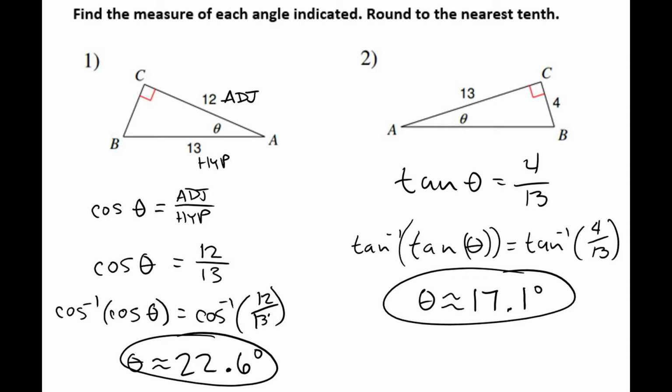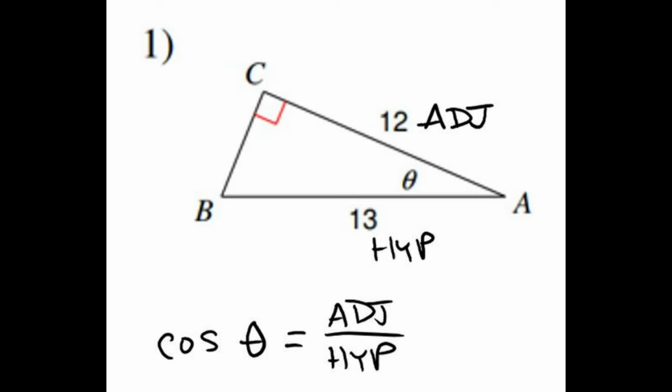For number one, we're looking for this theta. I guess the hardest thing in all these is figuring out what they gave you. They gave you the hypotenuse in this case and the adjacent. So that 12 is next to our theta, and 13 is the hypotenuse of that triangle. We're going to use cosine because cosine involves adjacent and hypotenuse. None of the other ones have those.